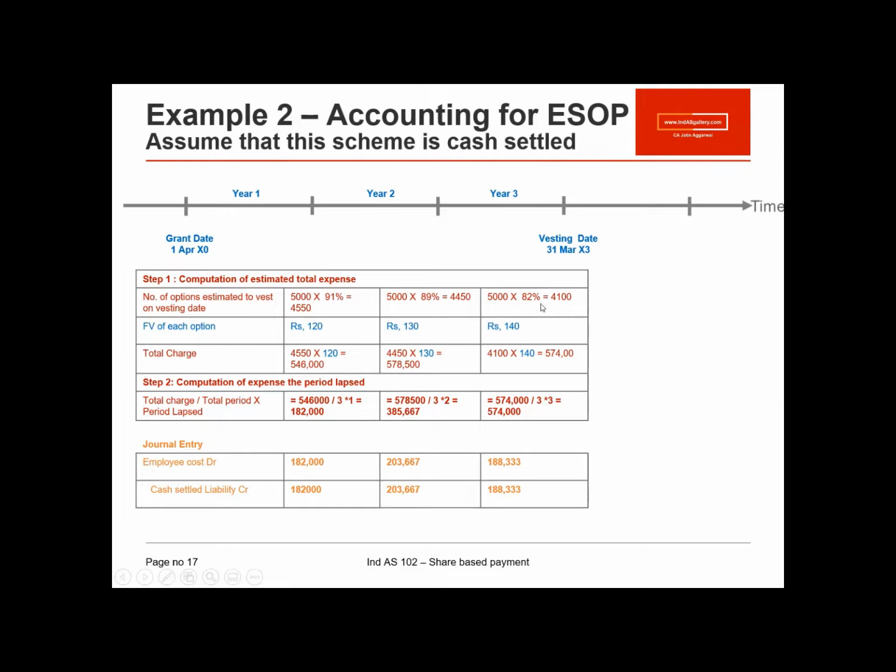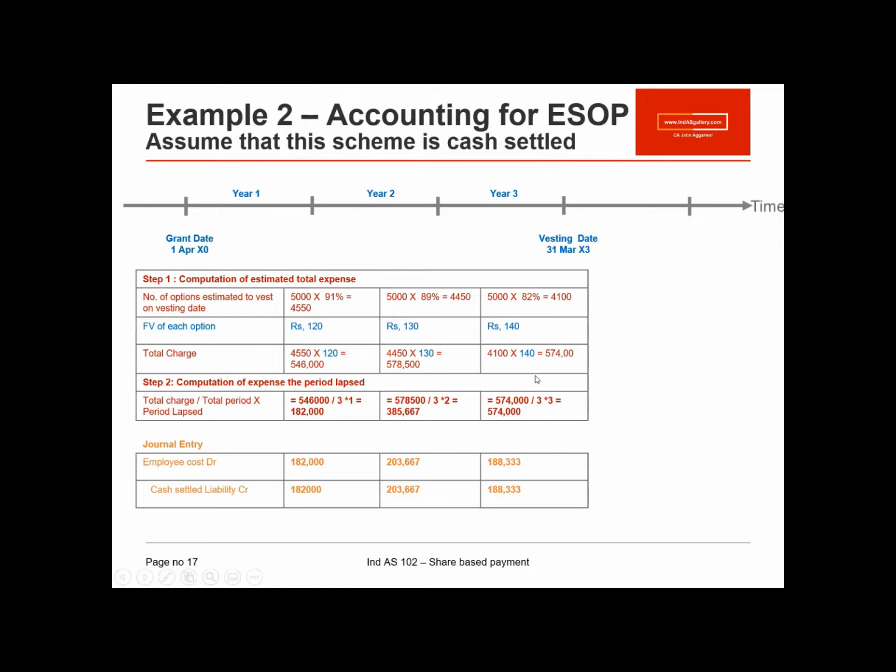Finally, at the end of year 3, I know how many options have lapsed, and I know what the fair value of this option is as at the end of year 3. It is 140. So I use 140 for the purpose of computing my actual charge. That is a cash liability that needs to be paid. And then this is the expense that I will record, which is based on the total expense and the differential from the cumulative expense which was recorded at the end of year 2.